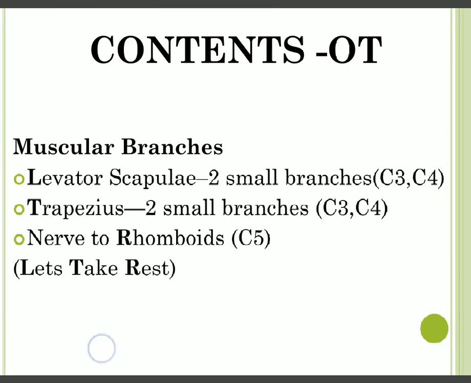Few branches are also given to muscles. That is, there's a mnemonic let's take rest, where L stands for levator scapulae. So two small branches from C3 and C4 go to this muscle. T stands for trapezius, branches also for the trapezius muscle, and R for nerve to rhomboids.